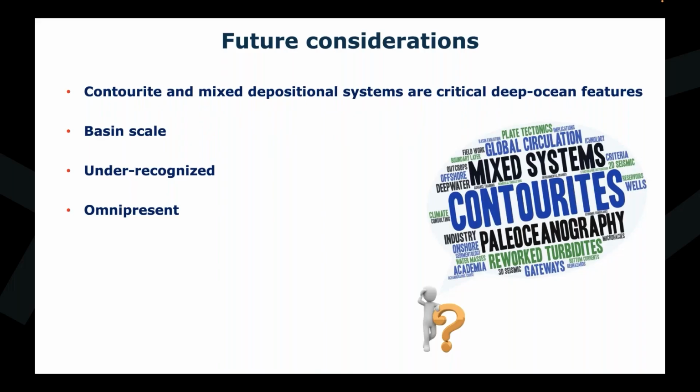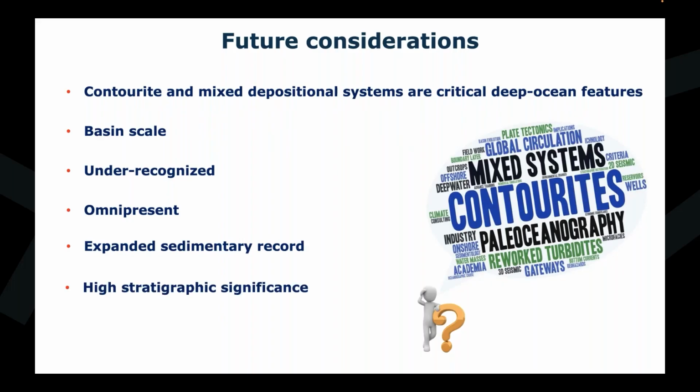A future consideration, I will highlight several. Contourites and mixed depositional systems are critical deep ocean features. They are basin-scale. They are under-recognized, but they are omnipresent. And there is a simple reason: the ocean today and in the past has always been in movement, always affected by processes. And we have to be in a position to decode and identify these processes. These features have an expanded sedimentary record, and this is useful for some reservoirs.